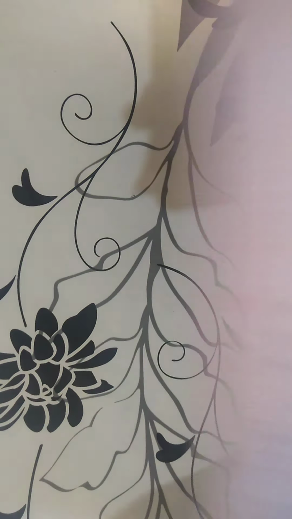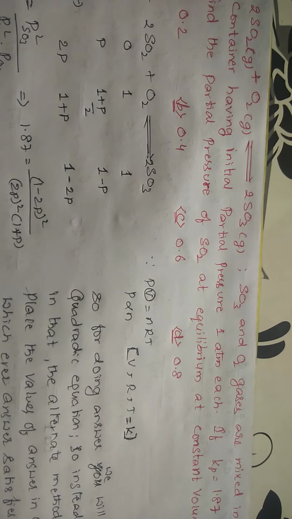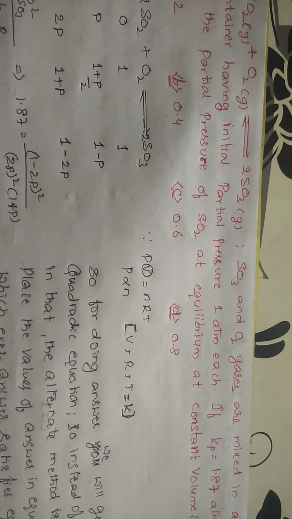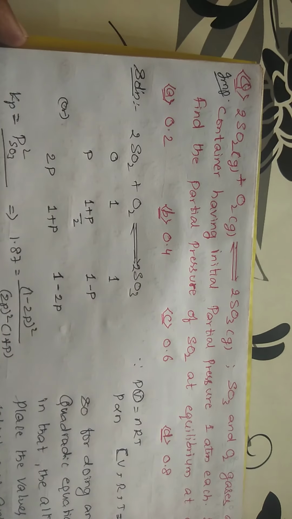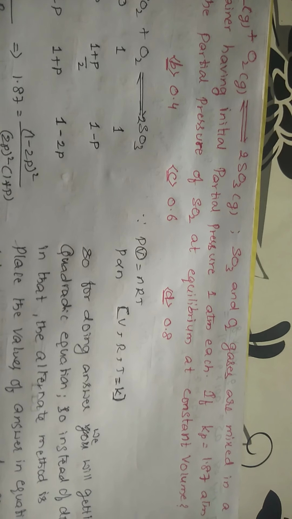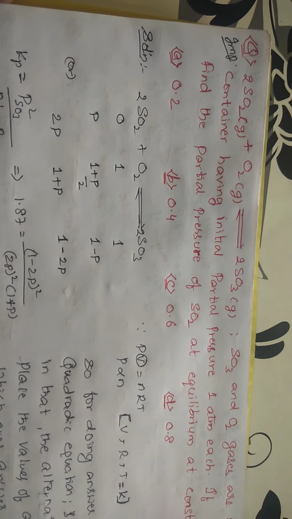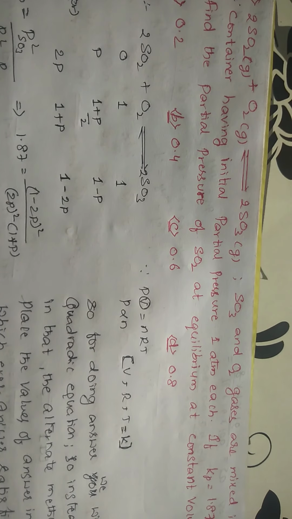And take 2 more questions, 3 more questions are there, and you solve those things, and this will be the last of this class. 2SO2 plus O2 is in equilibrium with 2SO3. SO3 and O2 gases are mixed in a container having initial partial pressure of 1 atmosphere each. If Kp is equal to 1.87 atmospheres, find the partial pressure of SO2 at equilibrium at constant volume.